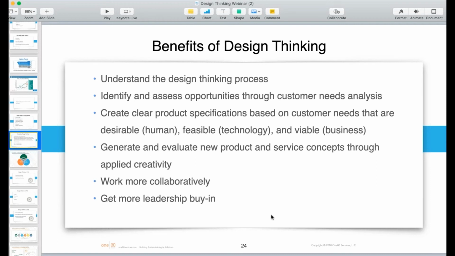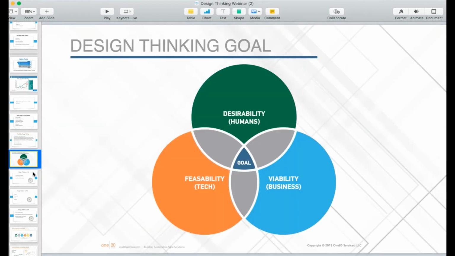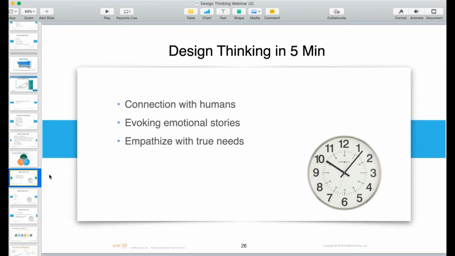And you can create more leadership buy-in because it creates a structure where you can prove what a customer really wants. So what does a customer really want and how can you provide it? It comes down to this intersection of where's my business, what is the viability of my business, what is the desirability of what our customers want, what's the feasibility of the technology that we possess. Where those things intersect is the goal that we should be targeting. And this is what design thinking is going to help us find, this goal in the middle.